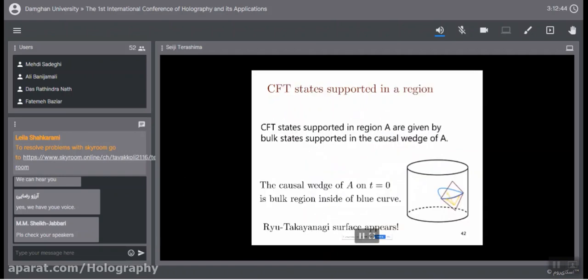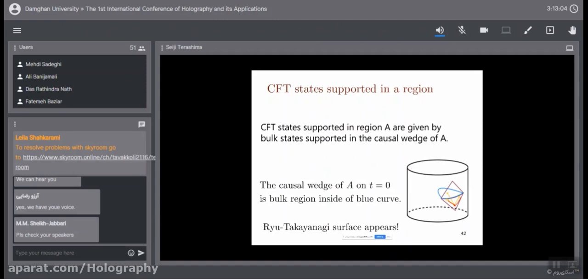And then we consider the state here. In the CFT picture, its time evolution is like this one. So it's within a causal diamond.